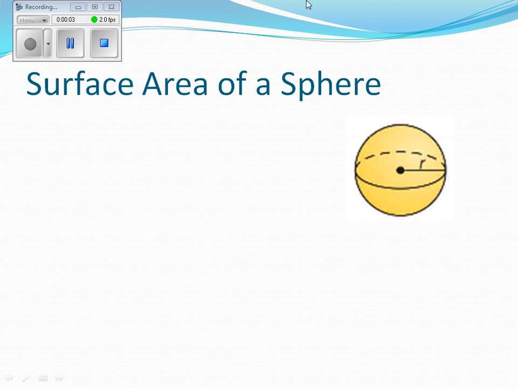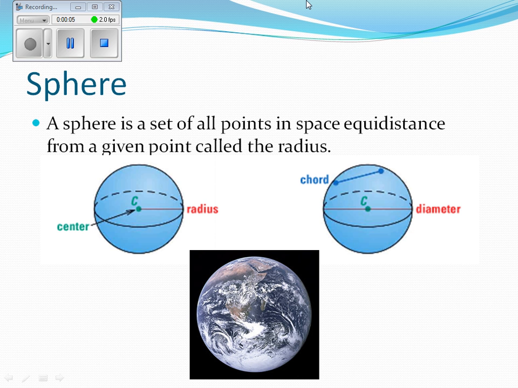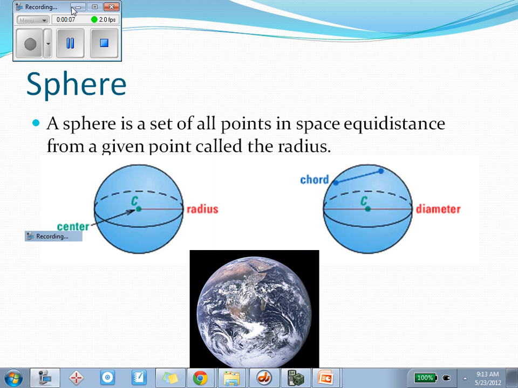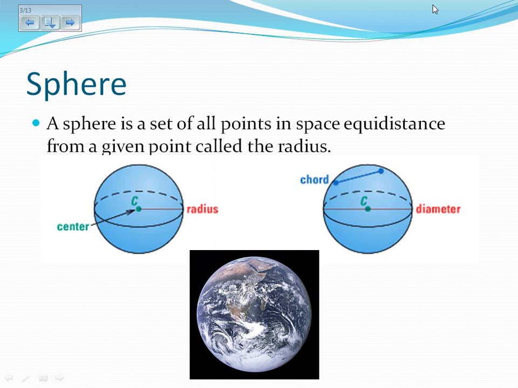So a sphere, whoops. A sphere, you don't really need to write down the definition, but you guys know what it is. Most famous sphere is probably Earth, okay? Which is not actually a perfect sphere, it's actually fatter around the equator. So a sphere, normal definitions still apply. Radius, diameter still mean the same thing.